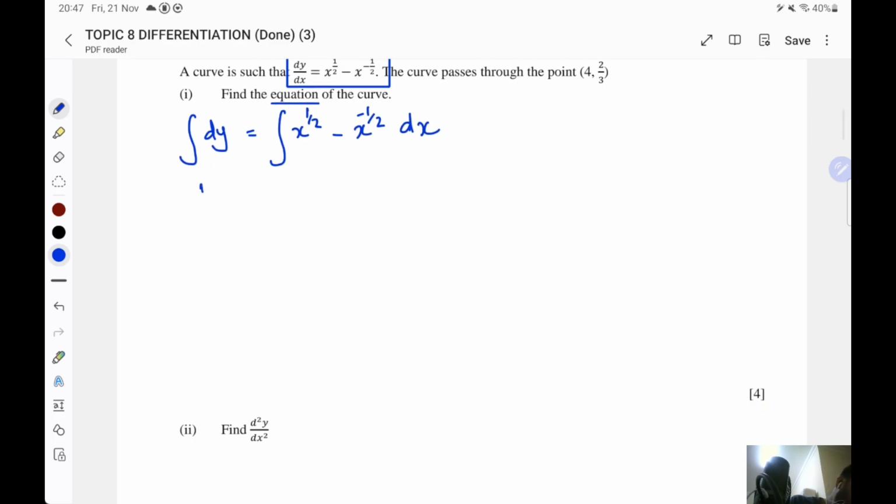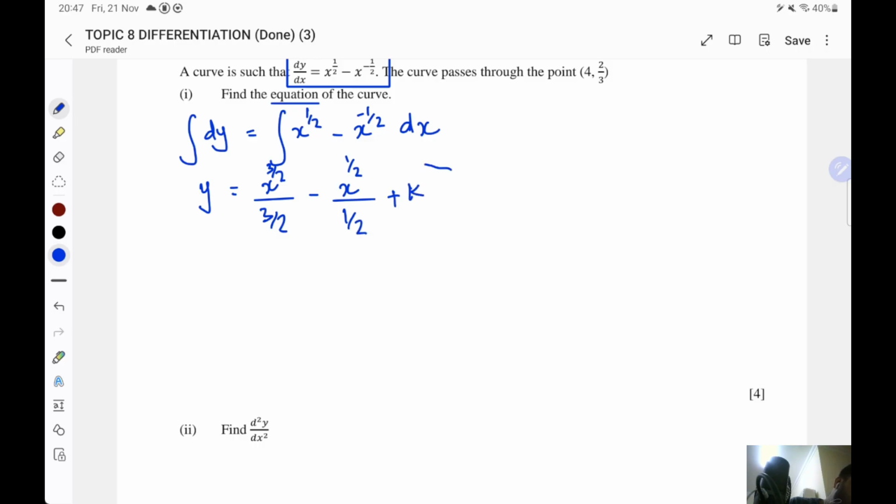This is going to convert into y, and if you add 1 to the power of this, it will become 3 by 2, and then you divide by 3 by 2, x power 1 by 2, and you divide by 1 by 2.